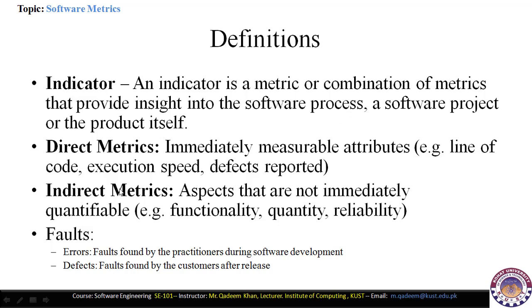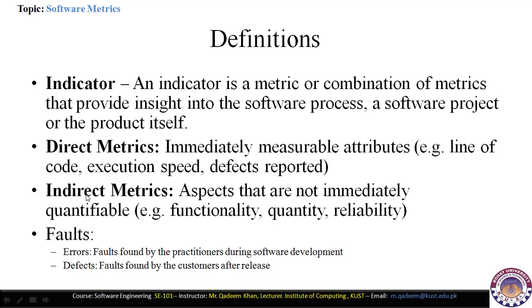There are two other types of metrics, direct and indirect metrics. Direct metrics are immediately measurable attributes. For example, line of code, execution speed, defects reported. Direct metrics show the measurement at runtime. So direct measurements are those which can be obtained from the product directly. That means when the product is available, then the direct measurement can be performed.